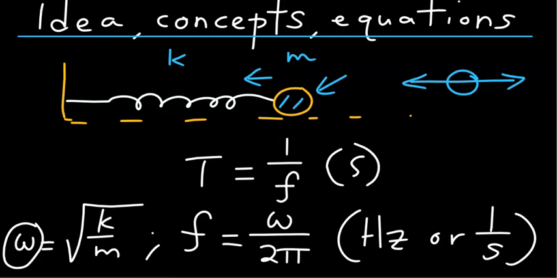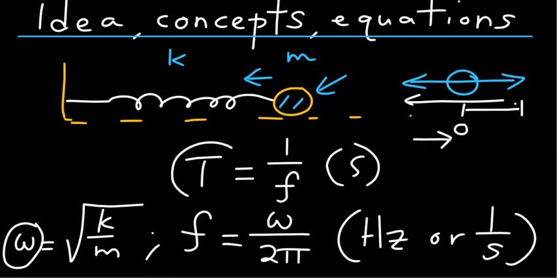So what is period? Period is the time for an object to go one complete cycle. Let's say it starts at x equals 0, goes all the way to one amplitude, goes back, and then comes back to x equals 0. That full amount of time is called the period of that simple harmonic motion.